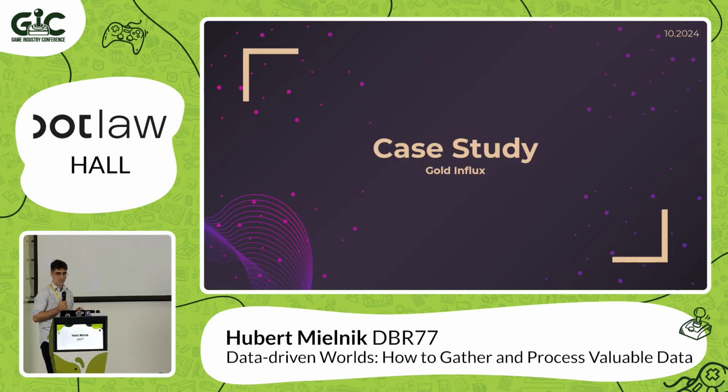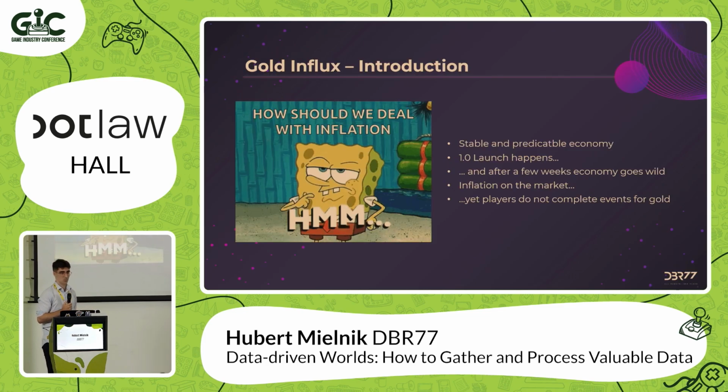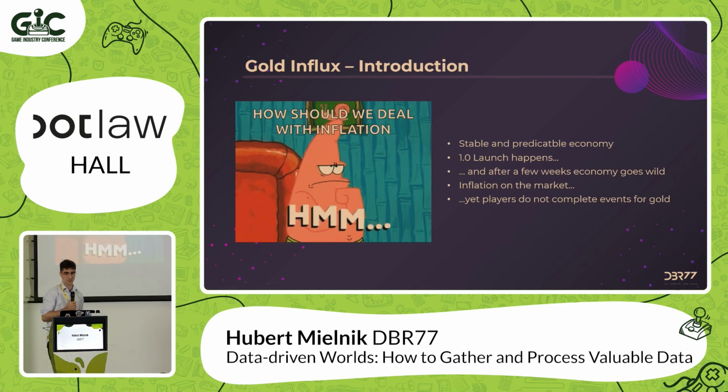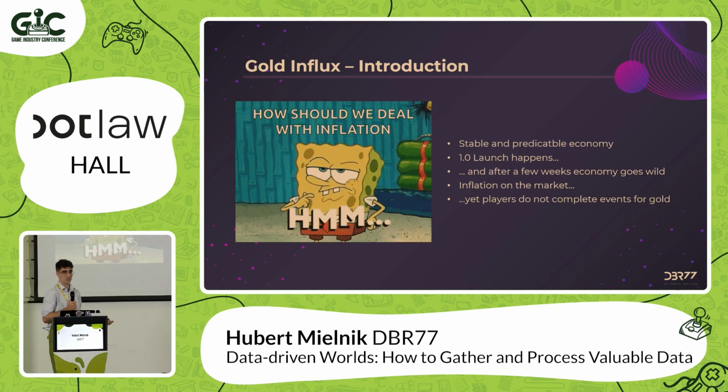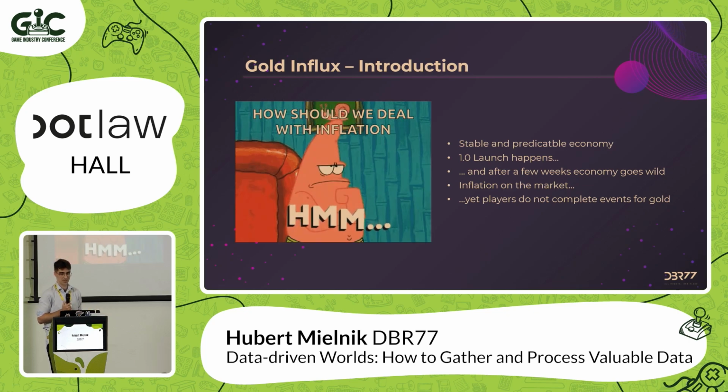The first case study is the gold influx after launch. So what happened in the game after the 1.0 launch? Beforehand, we had a stable and predictable economy. Then the 1.0 launch happens, and after a few weeks, the economy goes wild, with inflation on the market, and players seem not to complete events for gold, which is weird, because if they need money and they're not completing the events that give them money, something's obviously off, right?